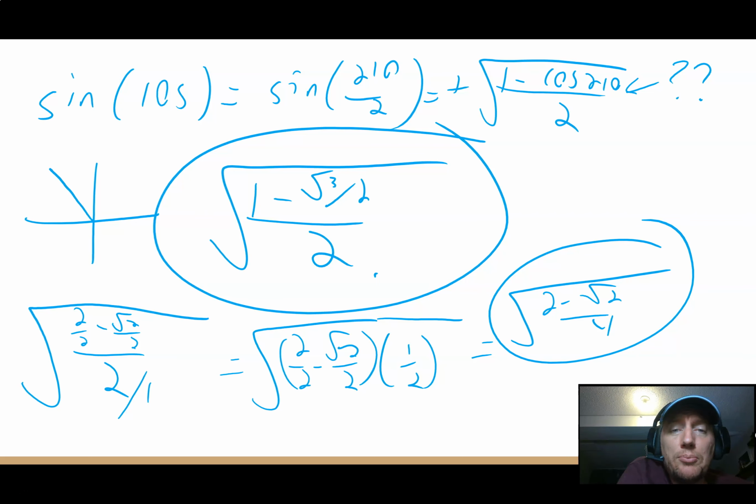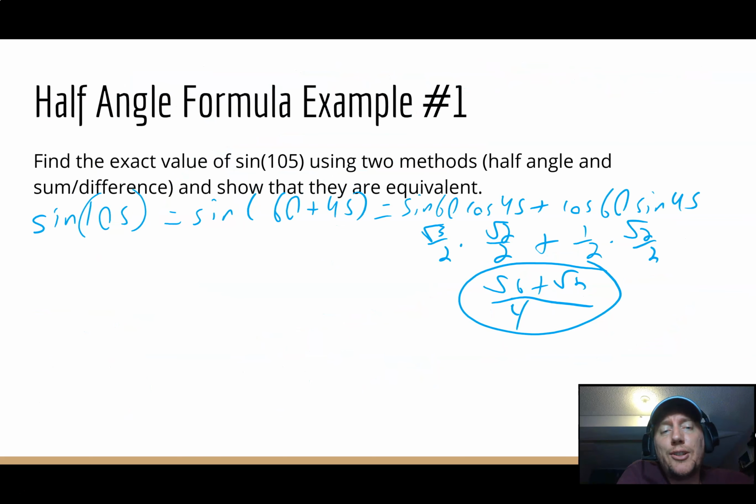Now, if we look back at the problem real quick, it says, and show that they are equivalent. So what I've shown you before is that we can use our graphing calculator, which is what I'm doing right now. Let's see, square root of 6 plus square root of 2 divided by 4, that gives me about 0.9659. Okay. So over here is the exact value. This is the approximated value because it's been rounded.